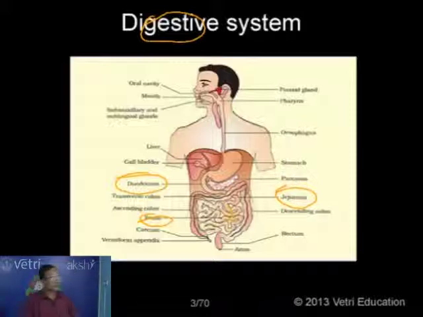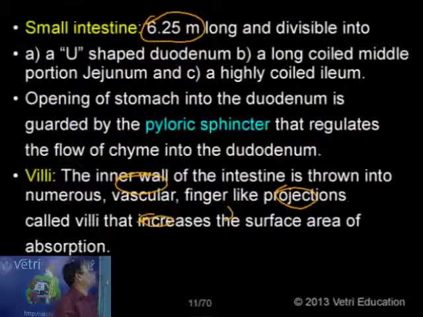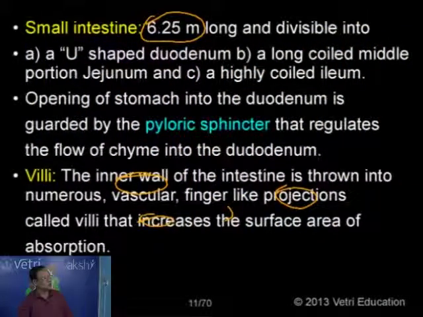And the jejunum somewhat helps in absorption as well as digestion. And it is followed by the large intestine. I'll come to that later. Now, the small intestine is 6.25 meters long, and it is made up of the three parts I just mentioned.